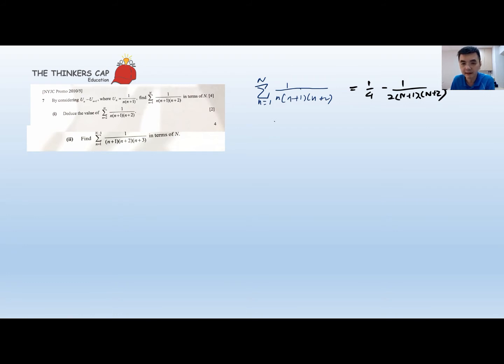All right, so in part 1 now we're going to deduce what happens if there's a sum to infinity from the second term to the nth term. So in this case, n equals 2 to infinity, 1 over n plus 1 and n plus 2.